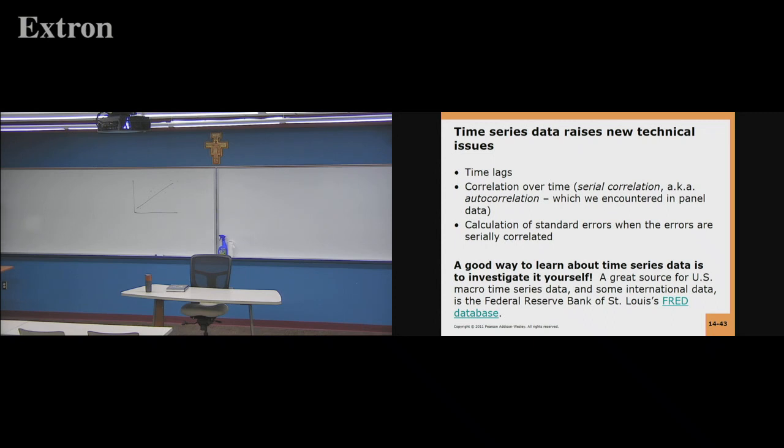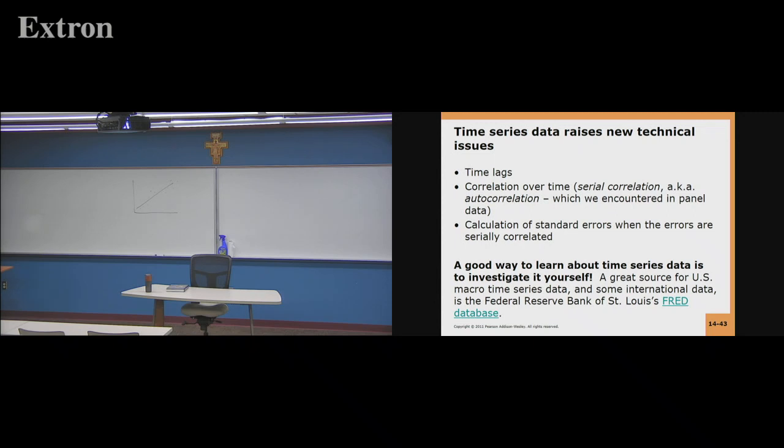There's also correlation over time, which is called serial correlation, something that also takes place in panel data, which we're going to talk about next. And how to calculate the standard errors when the errors are serially correlated. We're not going to worry about that right now, but that's just another issue, because time series is pretty different from ordinary least squares.